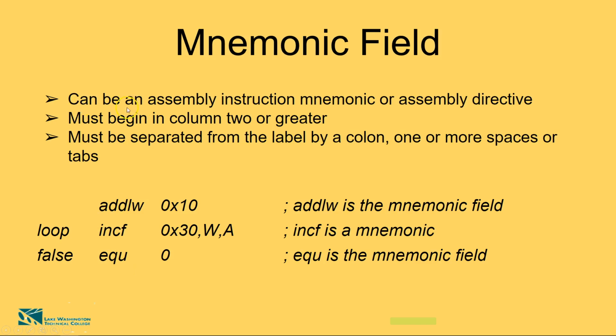So let's read here. It can be an assembly instruction mnemonic or assembly directives, must begin in column 2 or greater, and must be separated from the label by a colon or one or more spaces or tabs. Now let's move on to the next slide.